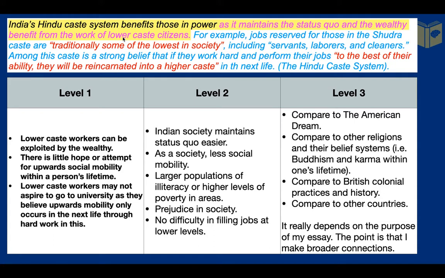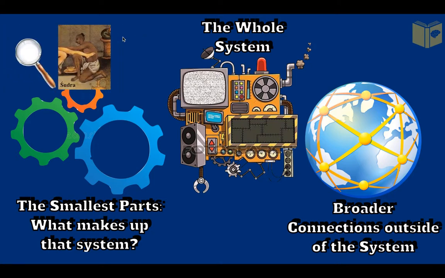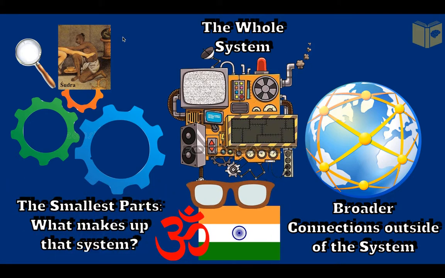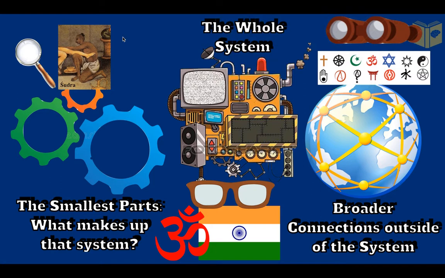I could compare it to the American dream. I could also compare to other religions and their belief systems. So, in Buddhist practices, they believe if they work hard, they'll benefit from it in this life. I might also compare to British colonial practices and the history of that, and I might compare to other countries. Again, it depends on my essay. But the point of it is, level 2 is the whole system. Level 1 is the smallest parts of that system, which will be the Hindus themselves. Level 2, Hinduism in India. And then level 3, again, make these connections.